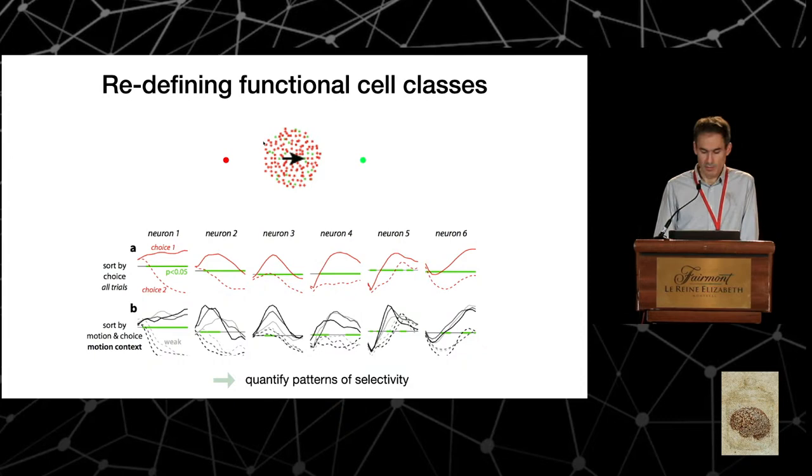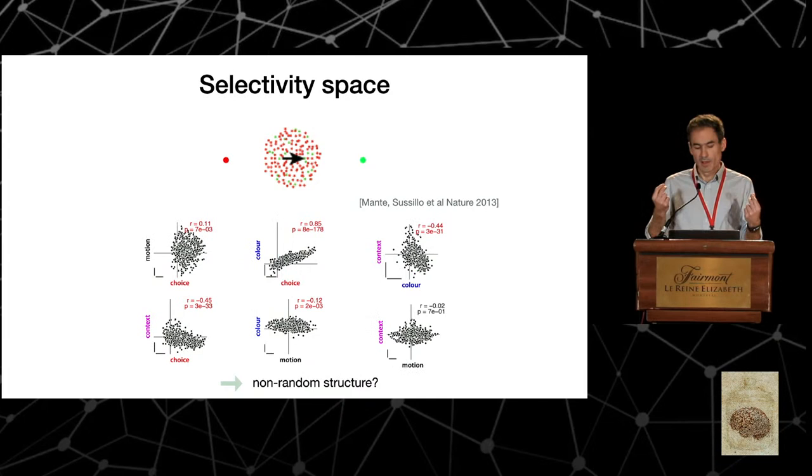So every neuron can be represented in something that we call the selectivity space, where every axis is now the selectivity with respect to one task variable. Then every neuron is a point in this space. In this example, we have four task variables, so this is a four-dimensional space. And this plot shows different two-dimensional projections of this four-dimensional space. Every neuron is a point here, and the population is actually a cloud of points in the selectivity space.